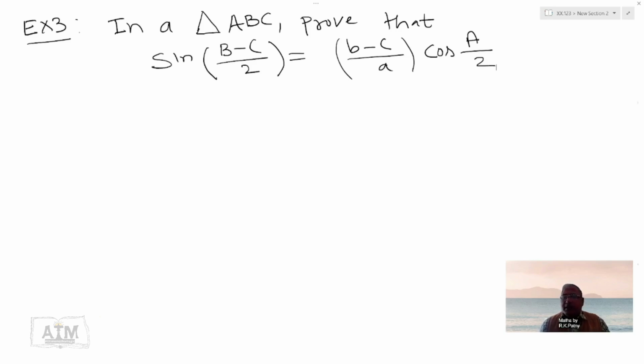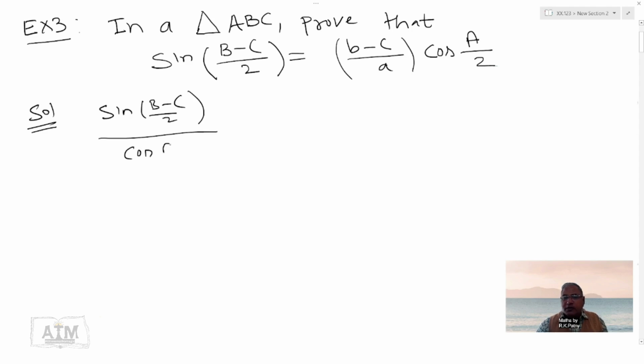Example 3. In a triangle ABC, prove that sine of (B minus C) upon 2 equals (b minus c) upon a into cos A by 2. Solution. To find the solution, what do we do? We will rearrange the things: sine of (B minus C) upon 2 keep it as it is, and from the right side, cos A by 2 will be brought to the left side, that is cos A by 2. What is left now? b minus c upon a.